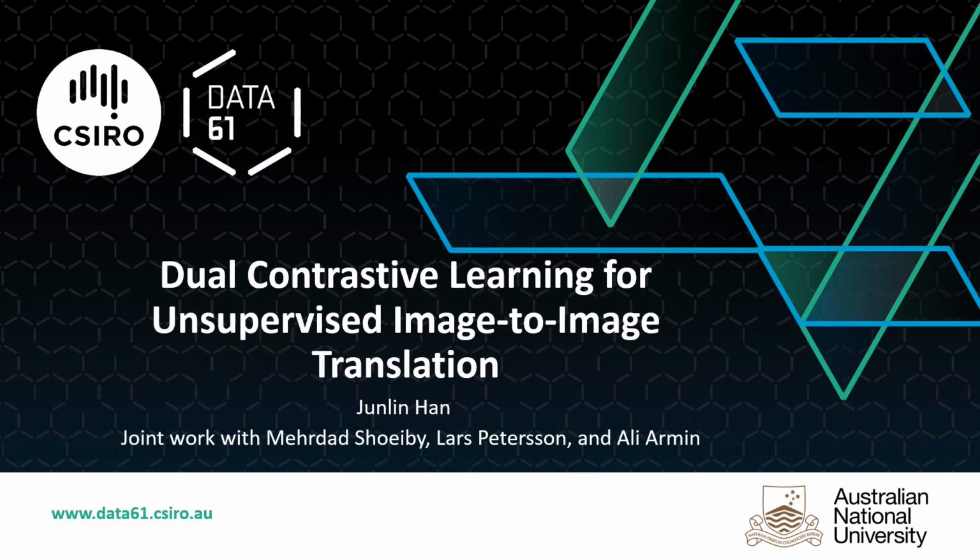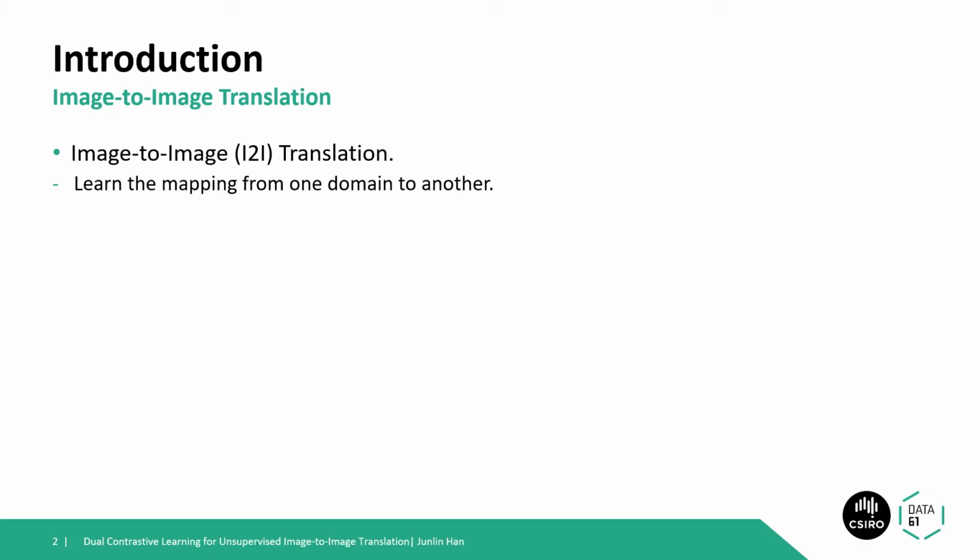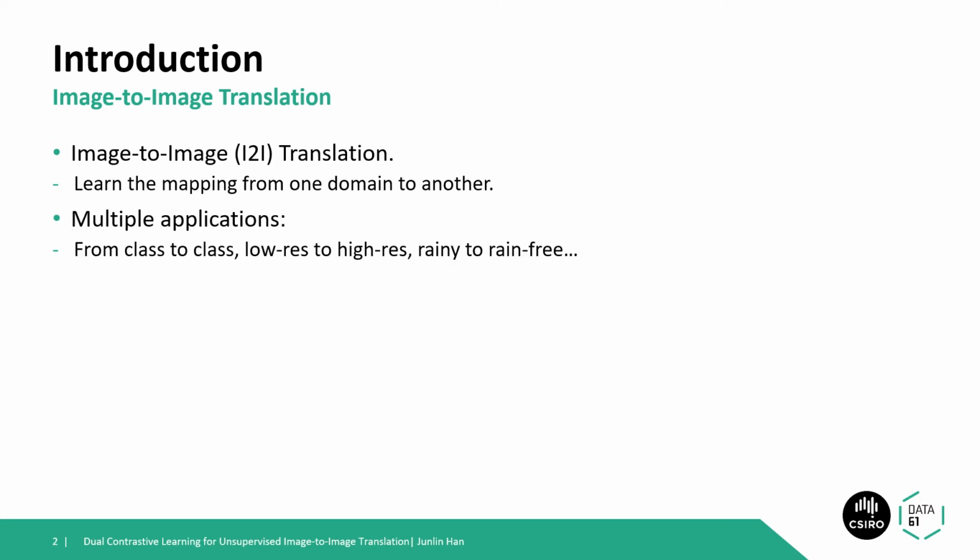We present a new image-to-image translation model based on contrastive learning. Image-to-image translation aims to learn the mapping from one domain to another. It has multiple applications like style transfer, super resolution, and image restoration, including dehazing and deraining. Some examples are shown here.